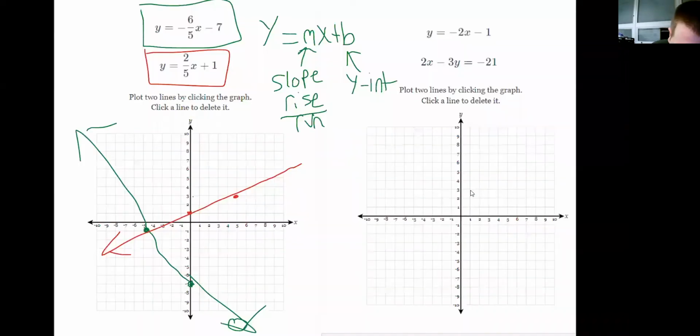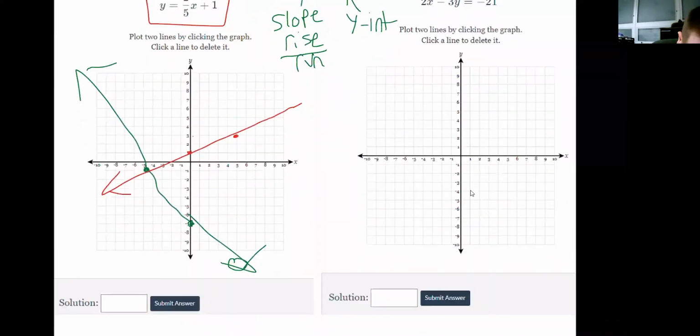And then what you're going to type in Delta Math is the point where they cross. So the point where they cross is (-5, -1). Make sure when you type these into Delta Math, you put the parentheses around your point, your ordered pair, or I believe it will mark you incorrect.